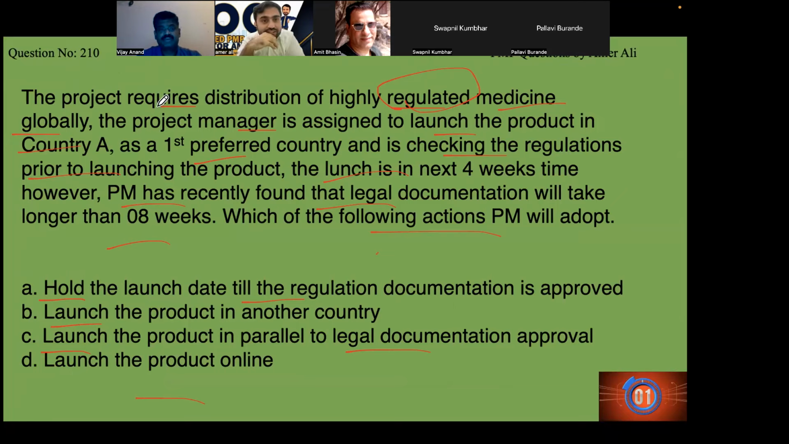Third country is first country. That is the first country because we want the easy country first, or the most important, whatever the reason. As a sponsor, I want to realize the money immediately. No, we don't want to. Why do I have to wait? If this country has a legal problem, I can go to another country and launch the medicine.